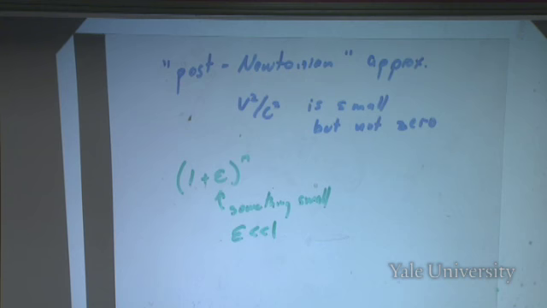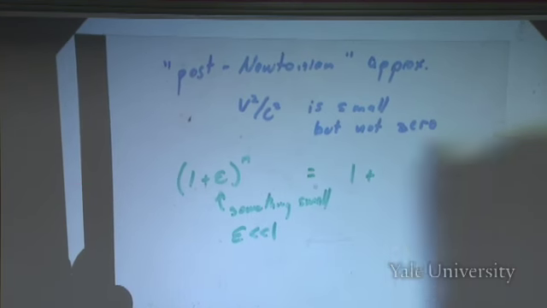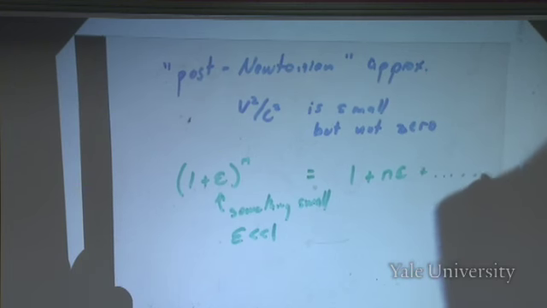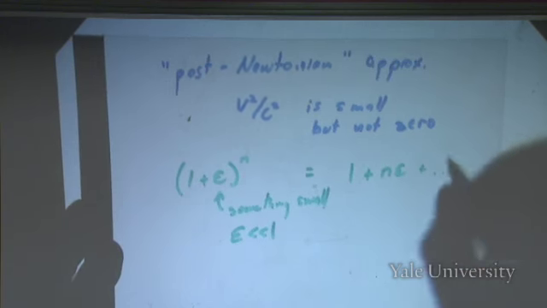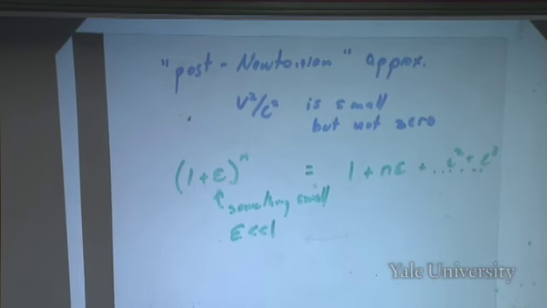And if you take 1 plus epsilon, so that's a number that's slightly greater than 1, and you take it to the nth power, you can then expand this as a series. And the series goes like this. 1 plus n times epsilon plus a bunch of other terms, each of which is multiplied by a higher power of epsilon. So there's a term in epsilon squared, and there's a term in epsilon cubed, and so forth. And this is an infinite series.